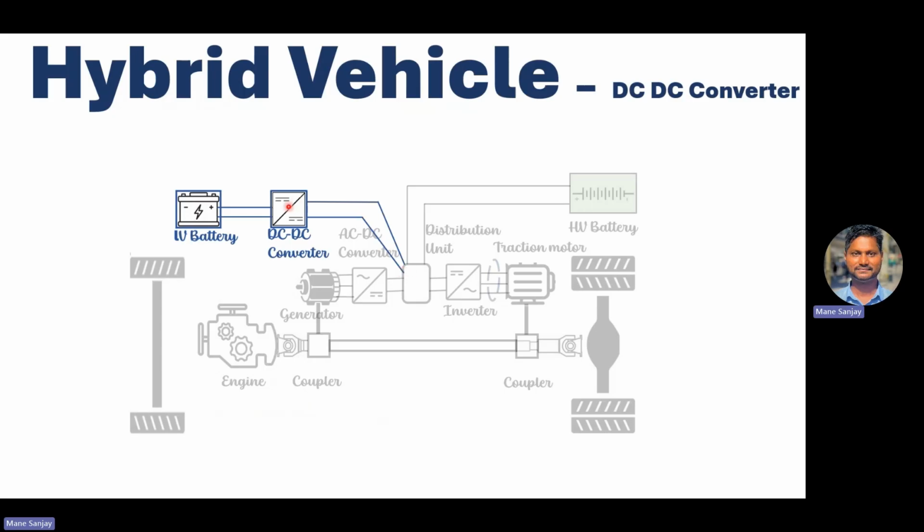This DC-DC converter converts the high voltage to the low voltage and provides the power or the current to charge the LV battery. When I say LV battery, it means a 12 volt battery or a 24 volt battery based on the vehicle configuration. Usually in a passenger car we use the 12 volt battery, and in a commercial vehicle we use the 24 volt battery. If this battery is discharged, then the DC-DC converter comes into the picture. It takes the power and charges this battery.